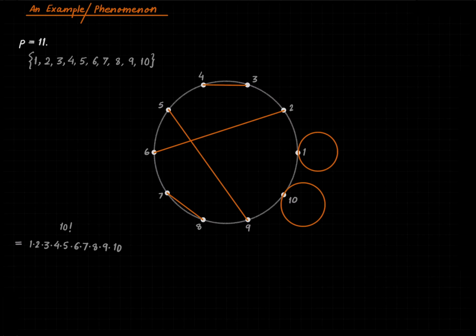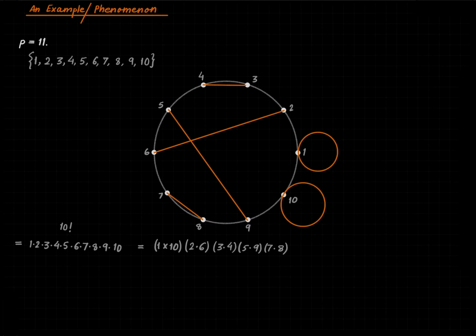I will write it like this. I will write it as 1 times 10, and then the rest, which I will write like this. I will group 2 and 6 together, and then 3 and 4 together, 5 and 9 together, 7 and 8 together. Right? This is how we will group.